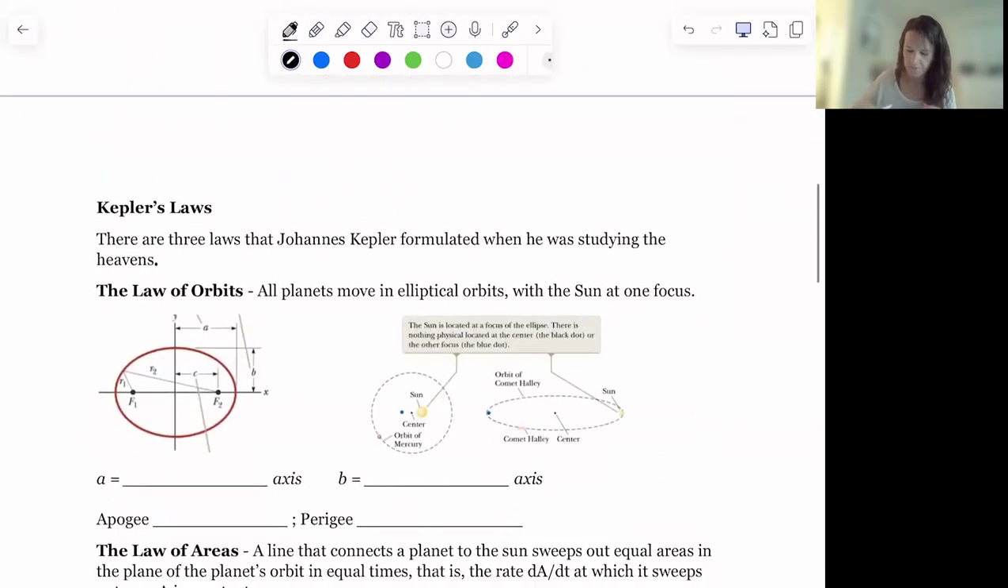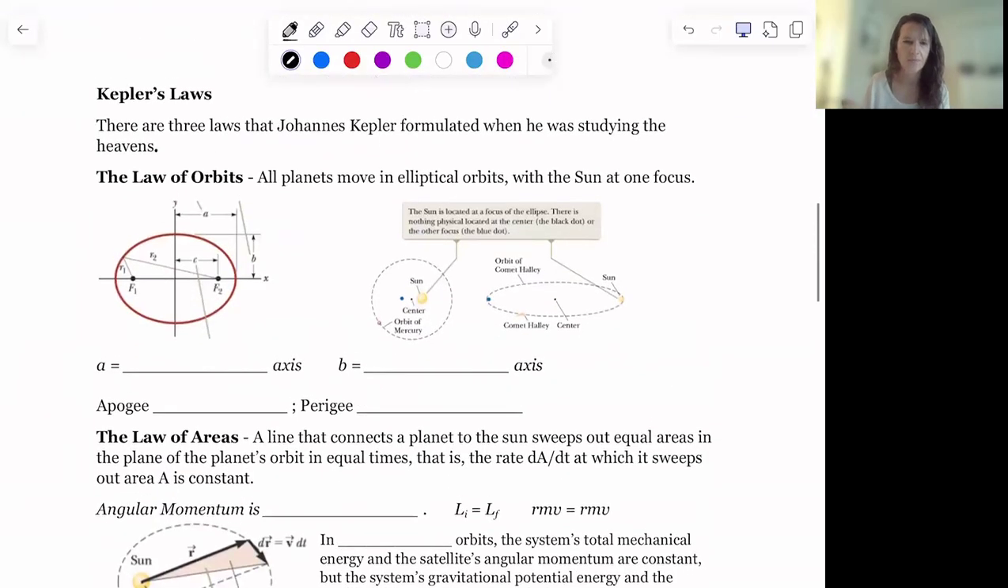Okay, so let's keep going. There is a dude named Kepler. He came up with a few laws.